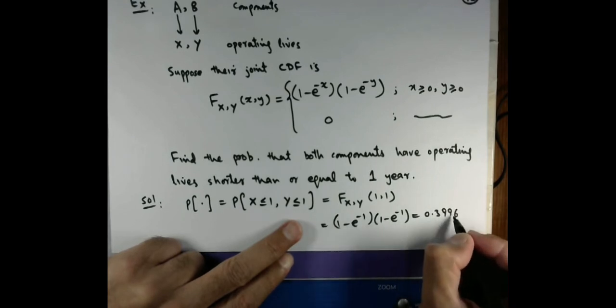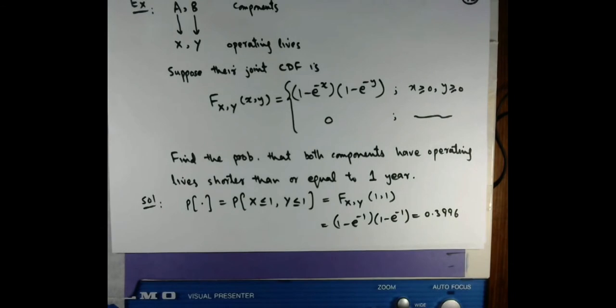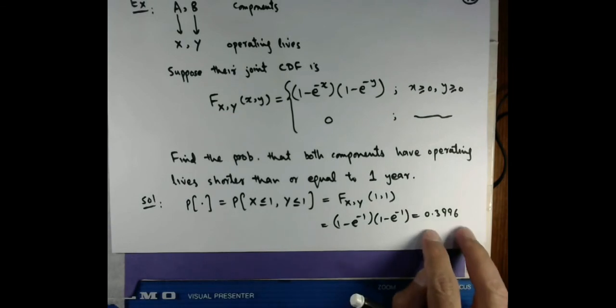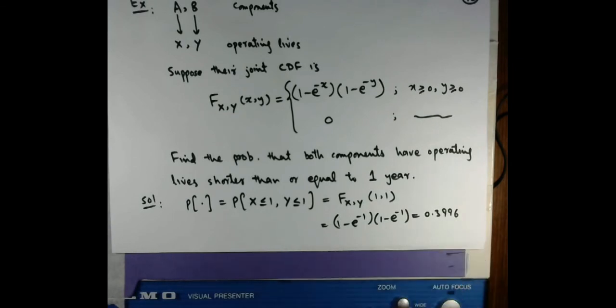So that becomes 0.3996. So this is the probability that the operating lives of both the components, the joint operating lives of both the components, are below or equal to 1 year. So both the components work with probability 0.3996.